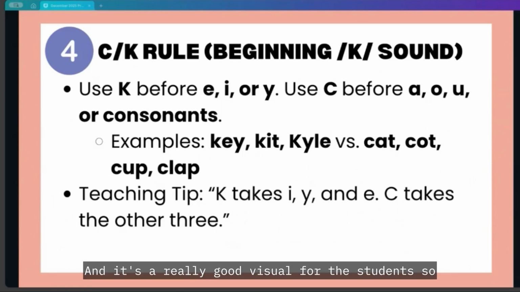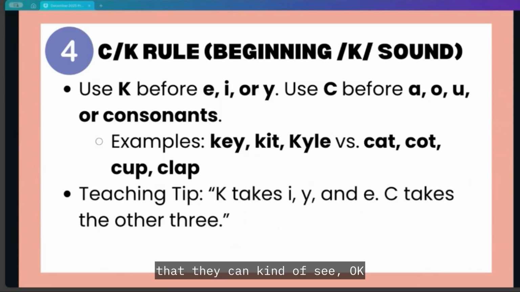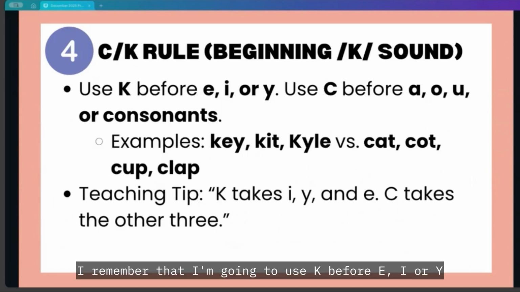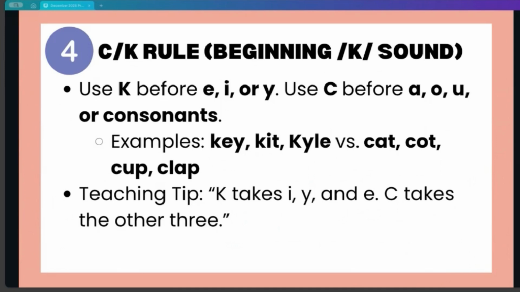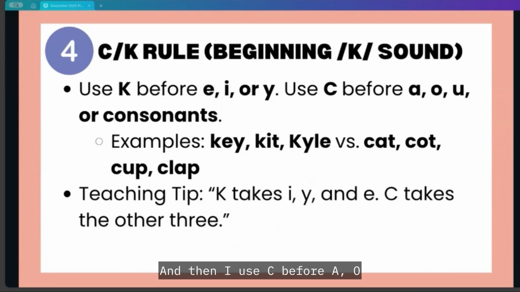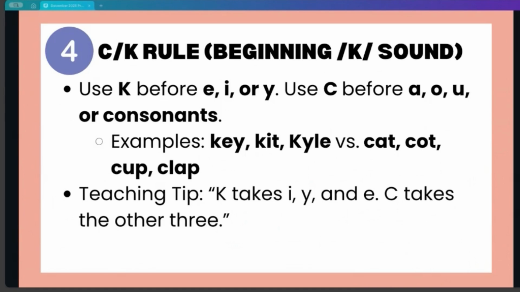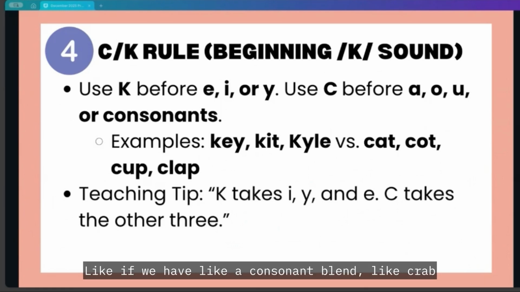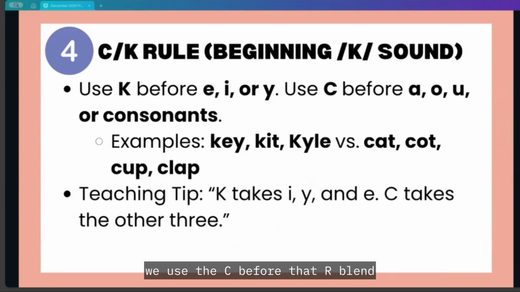It's a really good visual for the students so that they can see, okay, I remember that I'm going to use K before E, I, or Y. So they have a picture of a kite. And then I use C before A, O, U, or other consonants. Like if we have a consonant blend like crab, we use the C before that R blend. So you can see here those examples. And again, bringing in that visual for your students of having that cat and kite is really helpful.